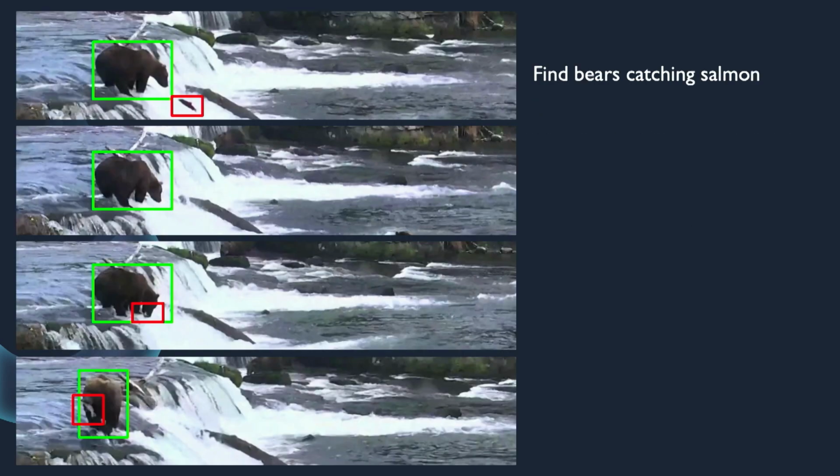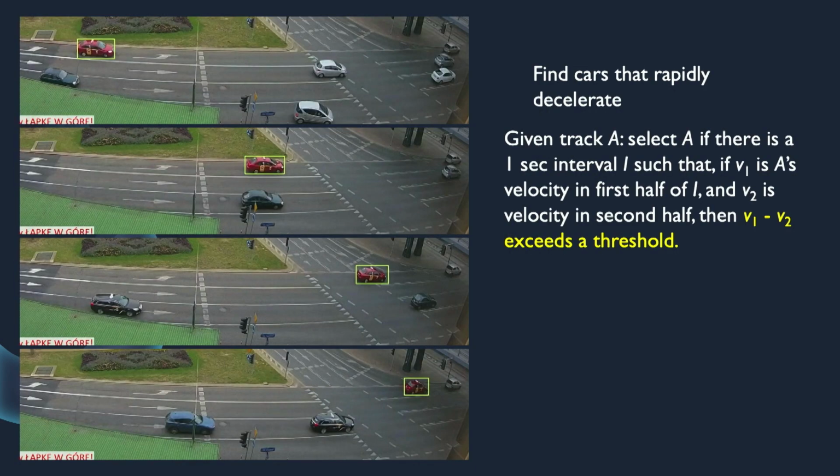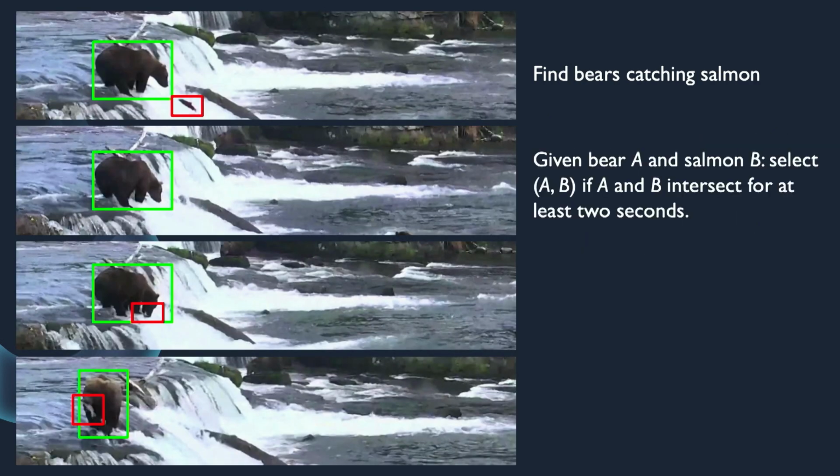We can do a bunch of things with this interface. For example, we can find cars that rapidly decelerate. Given a particular track, you can express this as a predicate over the bounding boxes and the positions of the vehicle. So you can find cars that are slamming on their brakes as they come through the intersection. Or you can find bears that are catching salmon by looking at a sequence of video frames where there's a bear at some location, and then at some point there's an overlap between the salmon bounding box and the bear bounding box. We can express that as a predicate in this little language that we're going to build up.